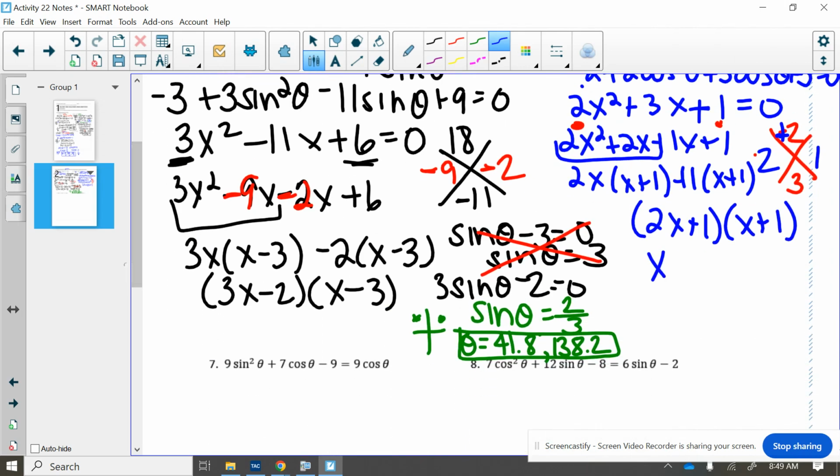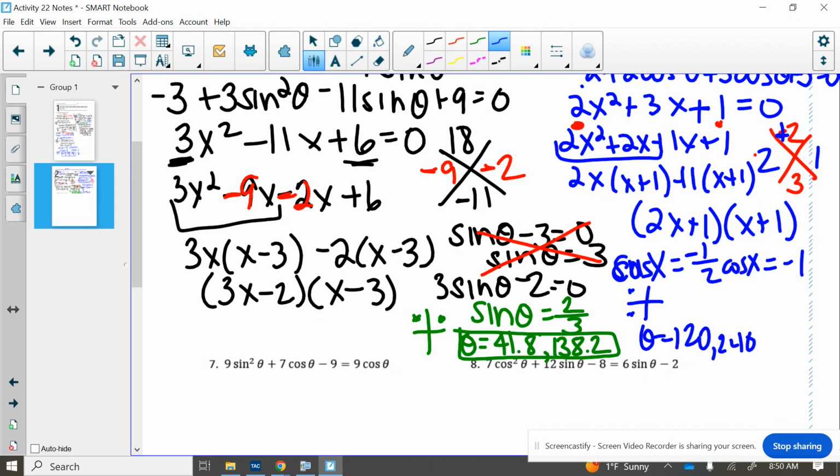This time, again, we end up actually with exact values from the unit circle when we set these equal to 0. But again, we are using cosine as opposed to just x on each of those. So cosine is negative 1/2 in quadrants 2 and 3 at 120 degrees and 240 degrees. Cosine is negative 1 at 180 degrees as well.